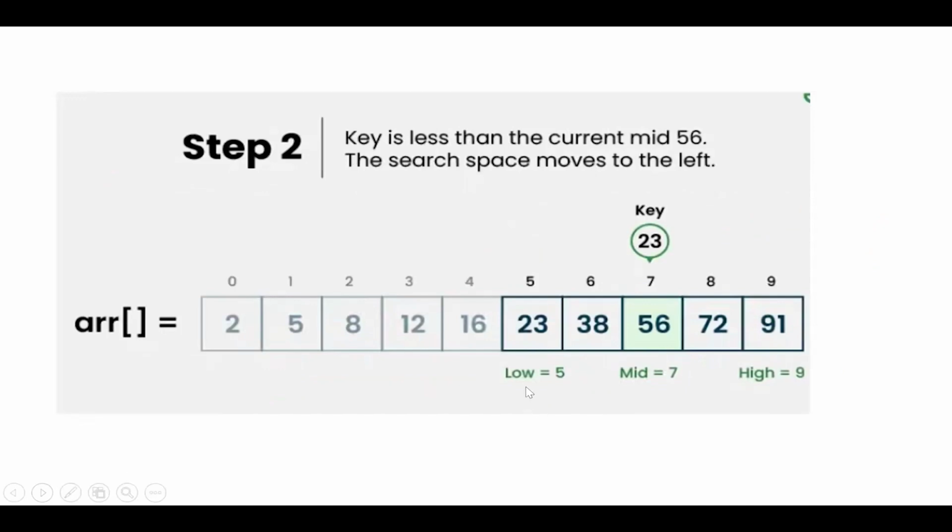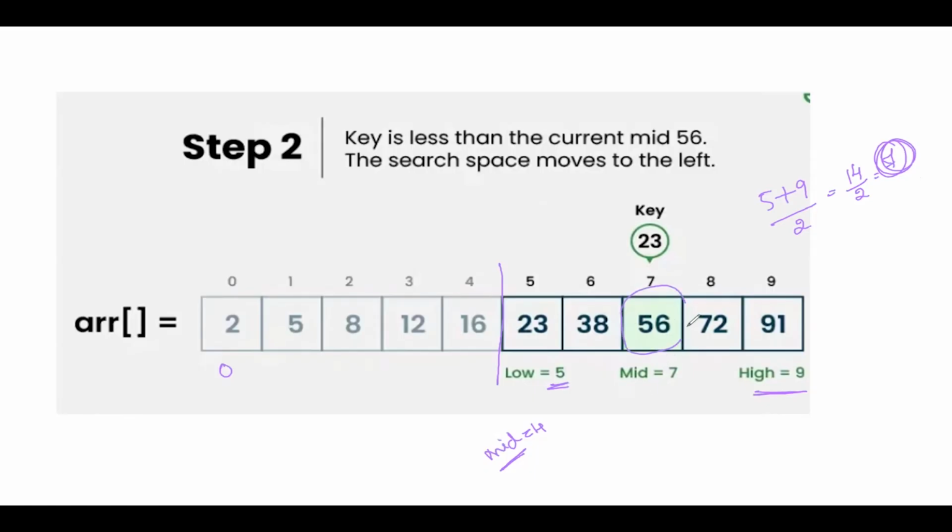Now that I know my element is present over here, the high value remains the same. The low value, from 0, I am going to push to mid plus 1. Remember, in the previous iteration the mid value was 4 and we already compared it, so I can ignore mid as well. So mid plus 1, which is 5, becomes the low value. Once again I calculate the mid value, that is (5 plus 9) divided by 2, which is 14 by 2, which is 7. So mid becomes the seventh position.